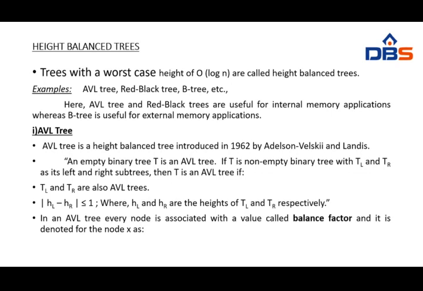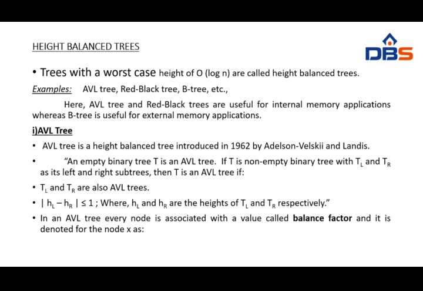An empty binary tree T is an AVL tree. If T is a non-empty binary tree with TL and TR as its left and right subtrees, then T is an AVL tree if TL and TR are also AVL trees and HL minus HR is less than or equal to 1, where HL and HR are the height of the left subtree and height of the right subtree respectively.